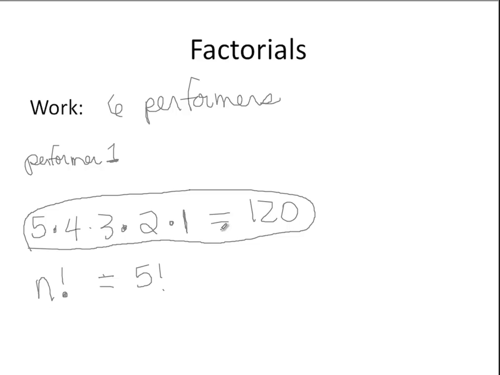If you like to program things in Excel, you can get Excel to do this. The command for Excel is equal fact, F-A-C-T, and then the number that you're dealing with. So N in this case will be 5. You can put this into Excel and you would calculate 120.